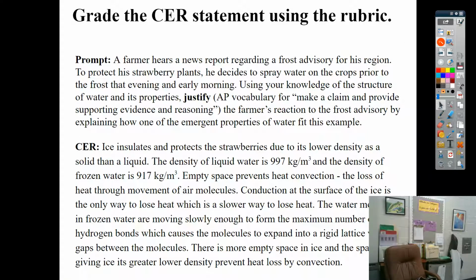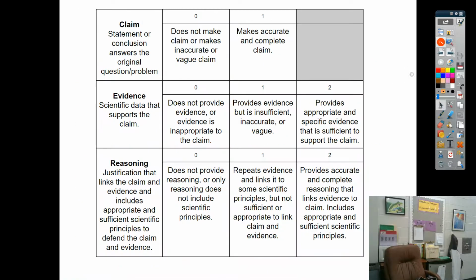Fourth property of water. Nope. Let's do another CER. Let's not. Let's skip the CER right now. Y'all okay skipping it? Okay. Yeah. I want to play with water. Let's see how well y'all do.